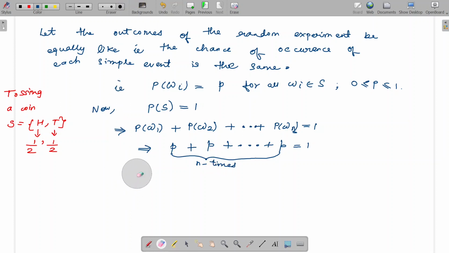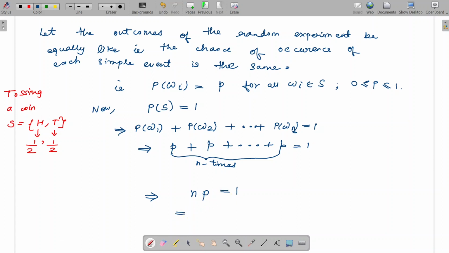So this implies np. When we add the same quantity n times, what we get is n into the same quantity. So that is equal to 1. This implies the probability p is nothing but 1 by n. So if you have equally likely outcomes and there are n outcomes, then the probability of occurrence of each outcome is given by 1 by n. That is the derivation that we did.